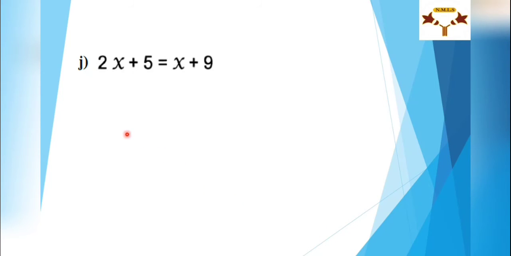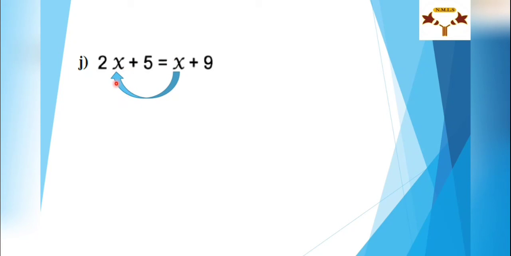Here, what if I have 2x plus 5 equal x plus 9? I have x in both sides, but this equation is still with one unknown, because I have only one unknown, which is x. So I have to collect all the x's on one side and move all the constants, all the numbers, to the other side.